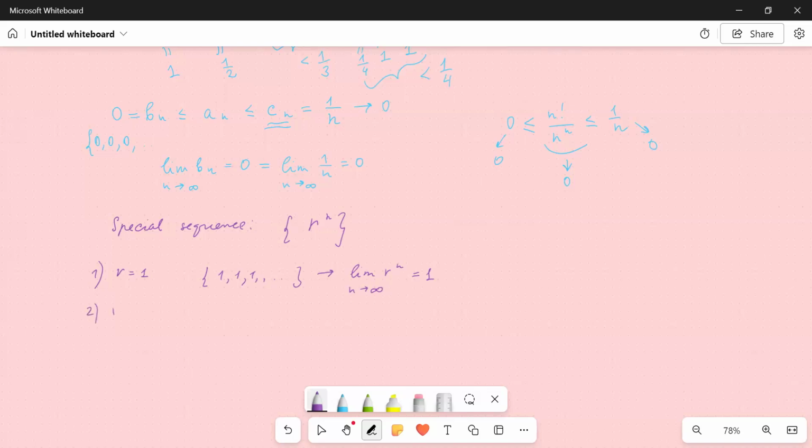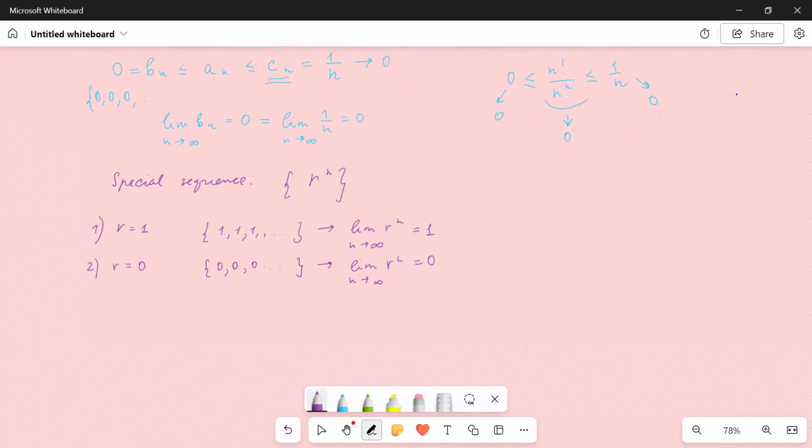Case number 2, let's consider r equals 0. Bunch of zeros, and the limit as n goes to infinity is equal to 0, right? So I'm trying to use special points, let's say, and then I'm going to consider what happens in between, okay?